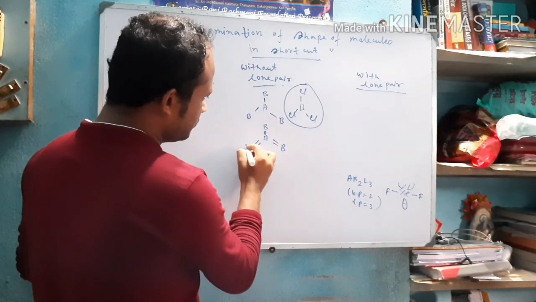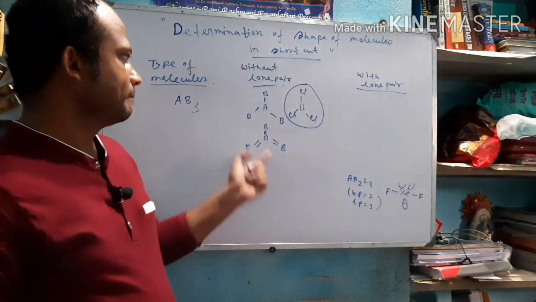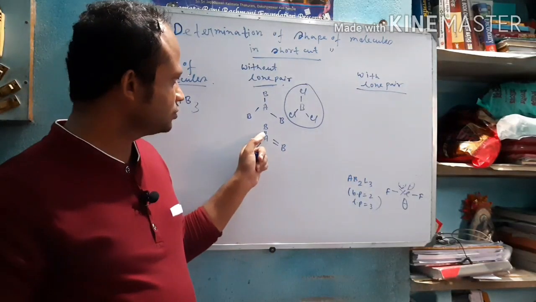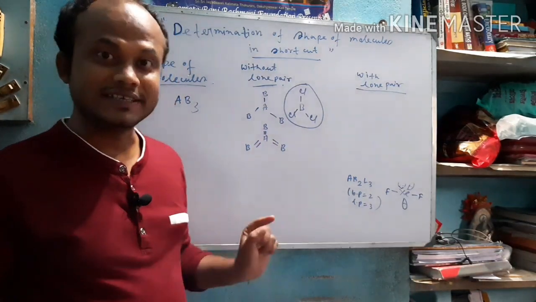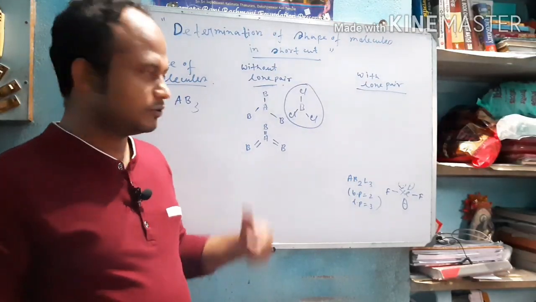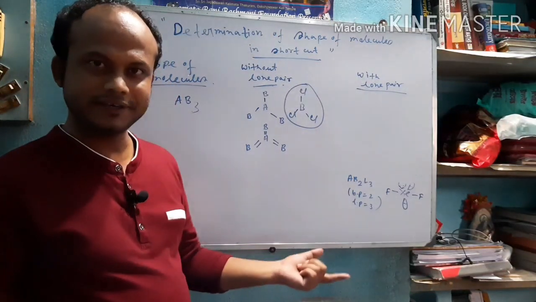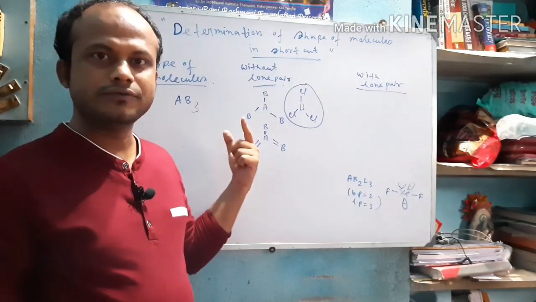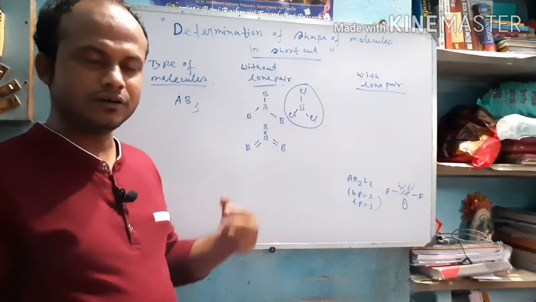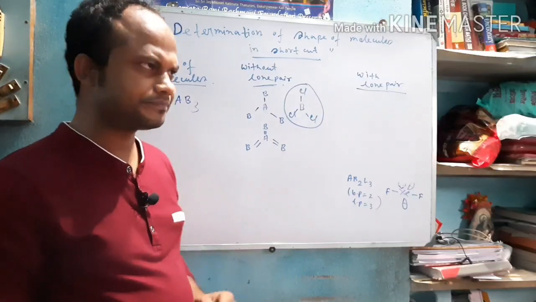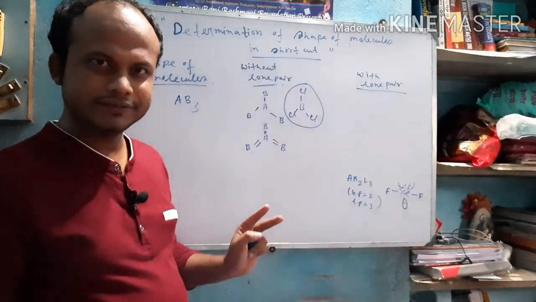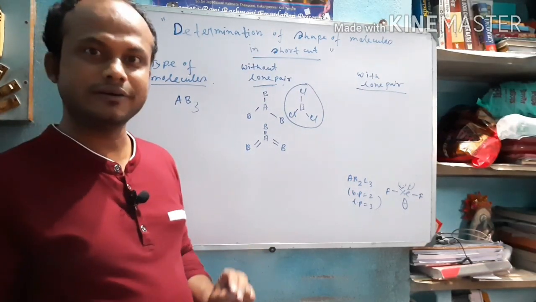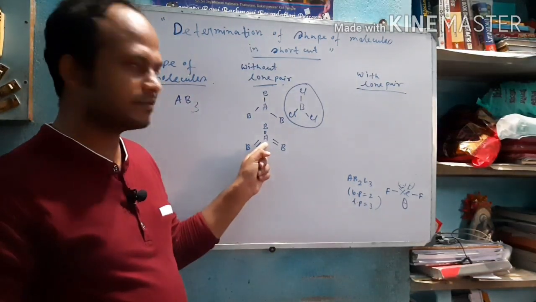So double bond. But here the valence electron of A is 1, 2, 3, 4, 5, 6. 6, that is group 16 element. Group 16 elements will be oxygen, sulfur. Oxygen can't form this type of bond. It can only form 2 sigma bonds or 1 sigma bond and 1 pi bond. There are 2 bond pairs because the last shell requirement is 2 and it has no d orbital, so oxygen can't form this type of molecules.